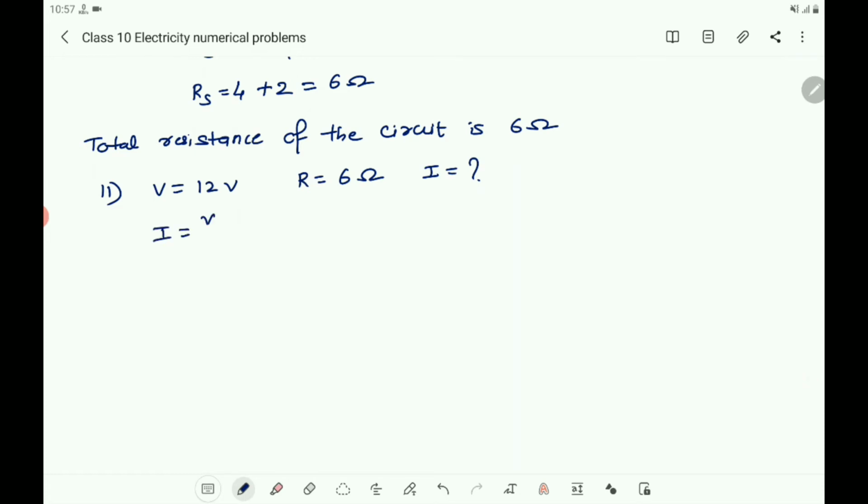I equals V by R. V is 12 and R is 6, so you'll get 2 amps, 2 volts and 6 ohms. Here you got 2 amperes of current.